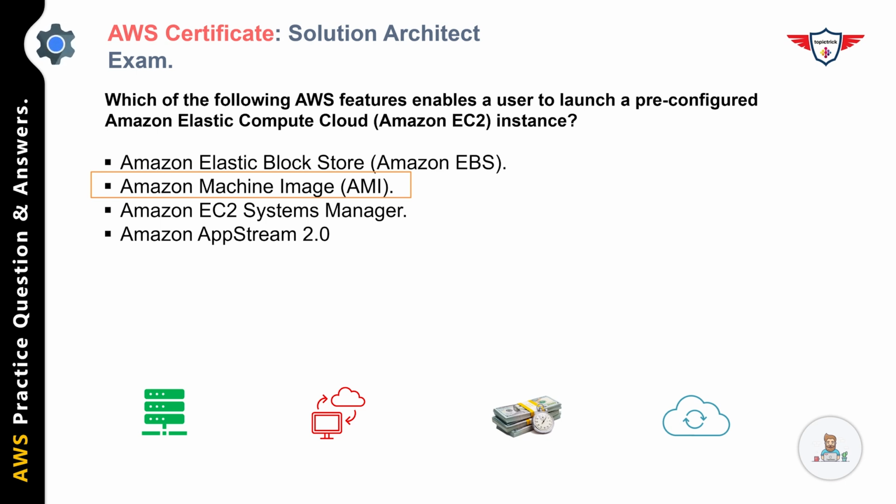And an AMI includes the following: one or more Amazon EBS snapshots, launch permissions that control which AWS accounts can use the AMI to launch the instance, and a block device mapping that specifies which volumes to be attached to the instance when it is launched.